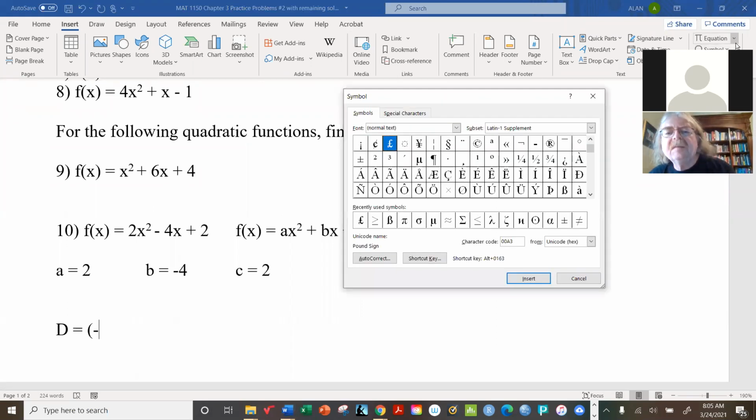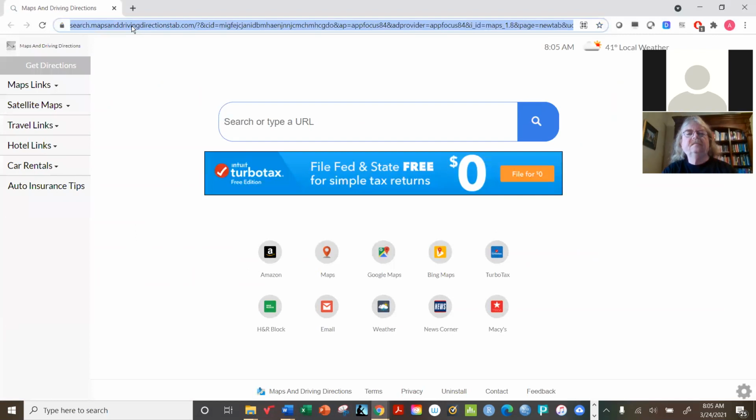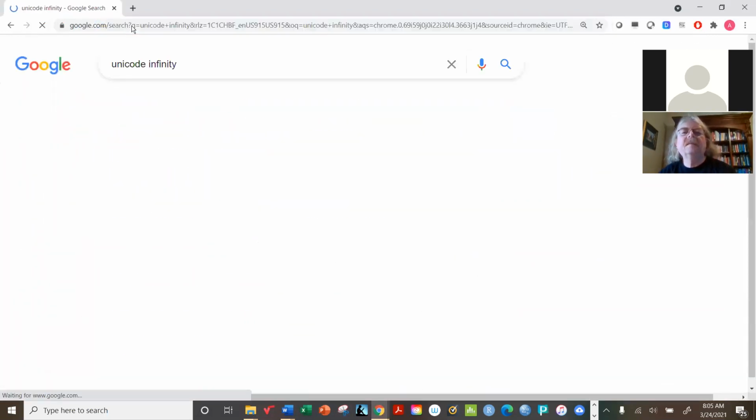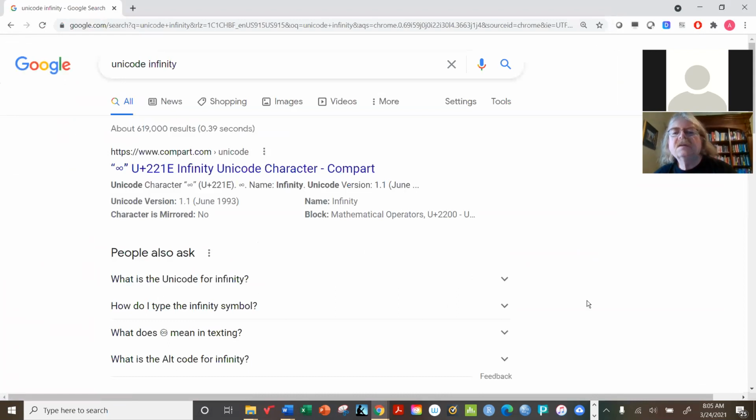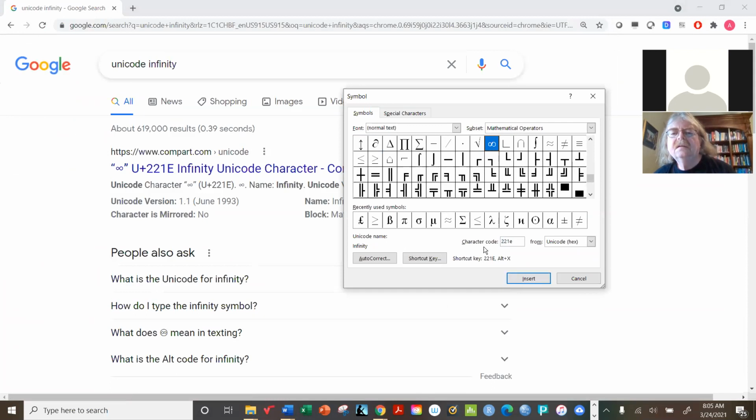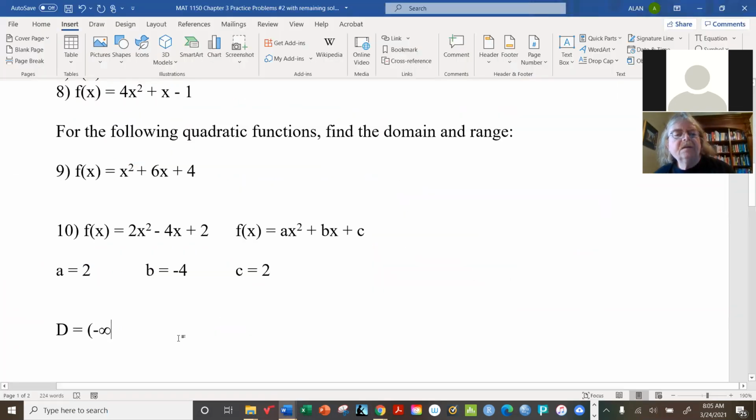Let me find my symbol here for infinity. There's a quick way of finding it. Two, 2, 2, 1, E. There we go. So from negative to positive infinity.